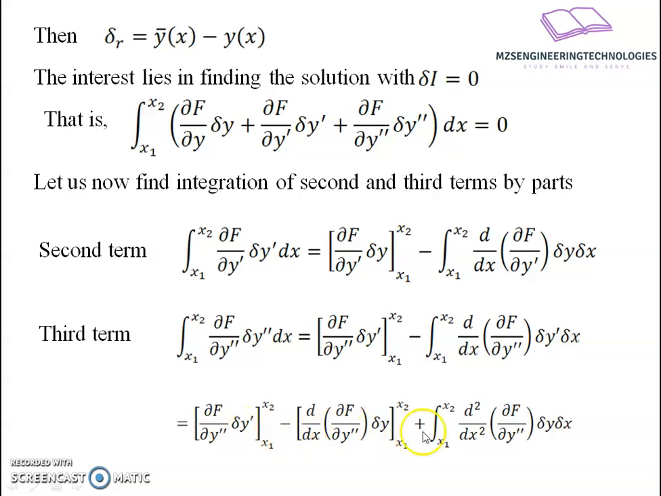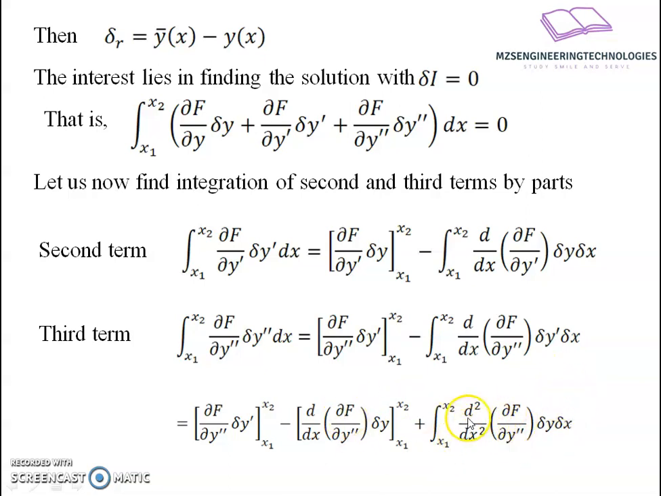Then the resultant equation will appear like this: ∂f/∂y'' into δy' between the limits x1 to x2, minus d/dx of ∂f/∂y'' into δy between the limits x1 to x2, plus the integral from x1 to x2 of ∂²/∂x² of ∂f/∂y'' into δy into dx. So here, what we are concerned with in the initial stage, the first derivative will relate to the maximum and minimum values, and the second derivative will relate to the variance.